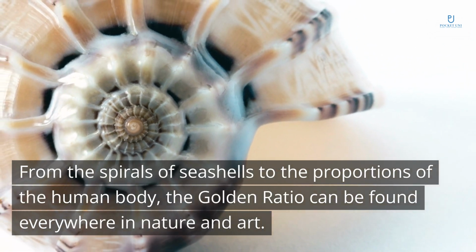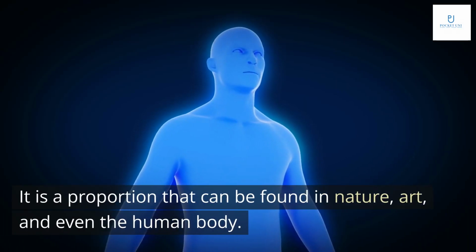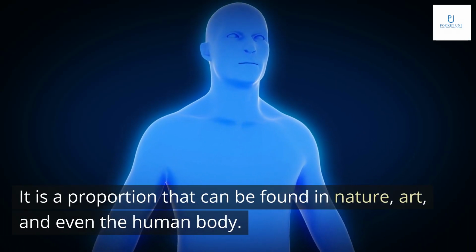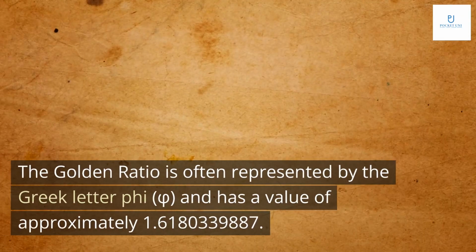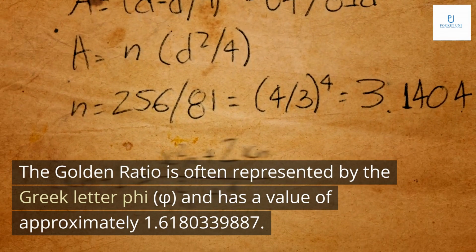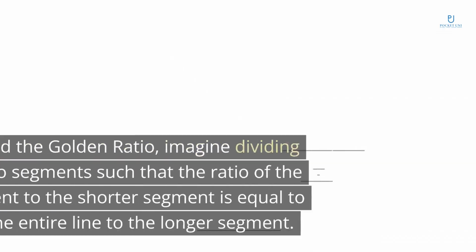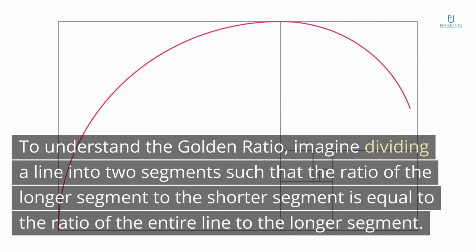nature and art. The golden ratio, also known as the divine proportion, is a mathematical concept that has fascinated artists, architects, and mathematicians for centuries. It is a proportion that can be found in nature, art, and even the human body. The golden ratio is often represented by the Greek letter phi, and has a value of approximately 1.61803398887.